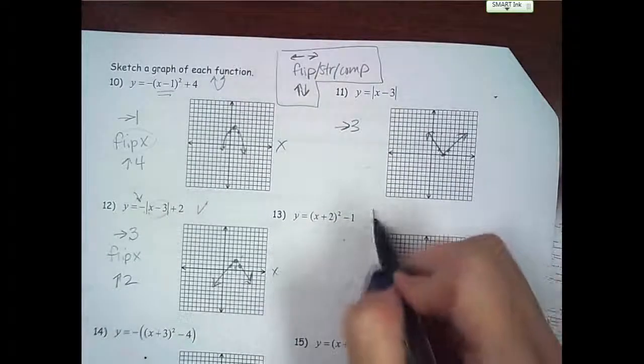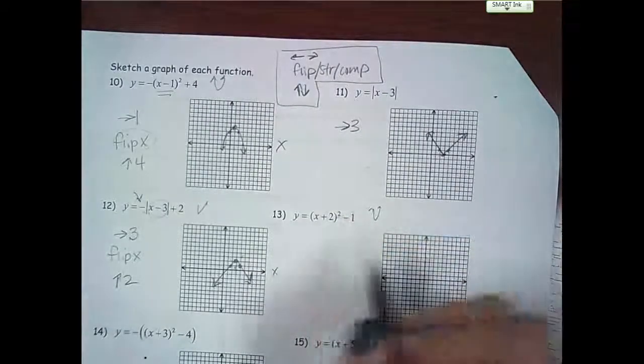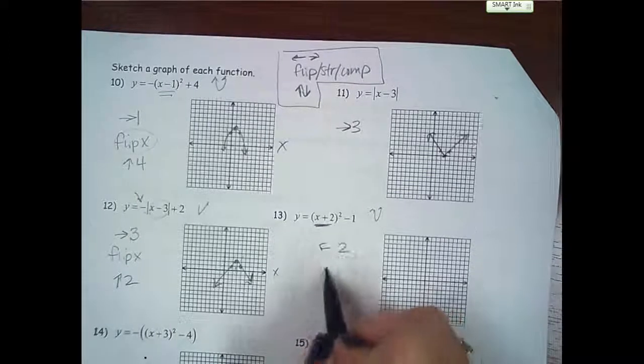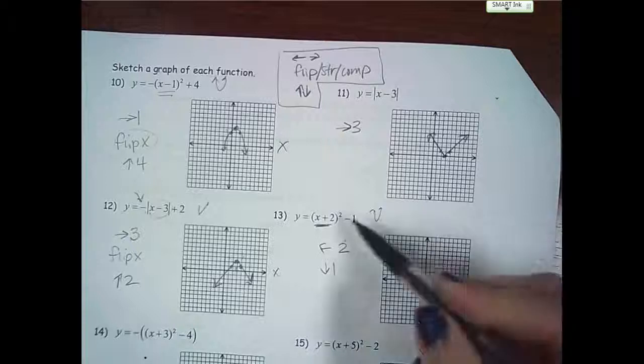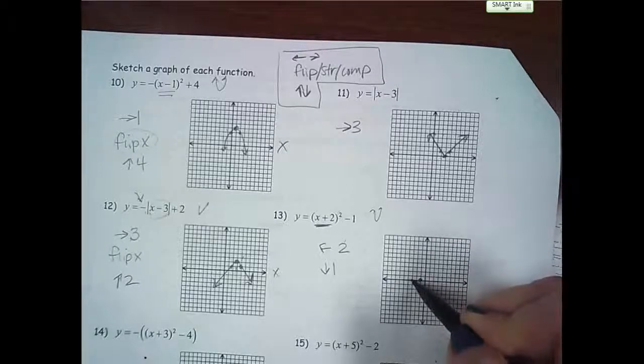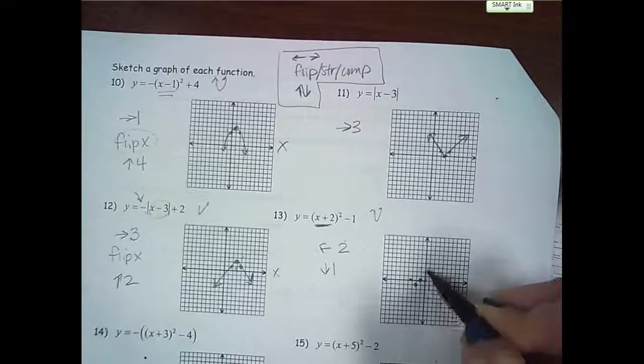Go to number 13. It's a parabola because of the square. Left and right first. You do the opposite. So we're going to go left 2, down 1. No flips were made, right? No negatives. So left 2, down 1, and it's just a parabola. Out 1, up 1, out 2, up 4.